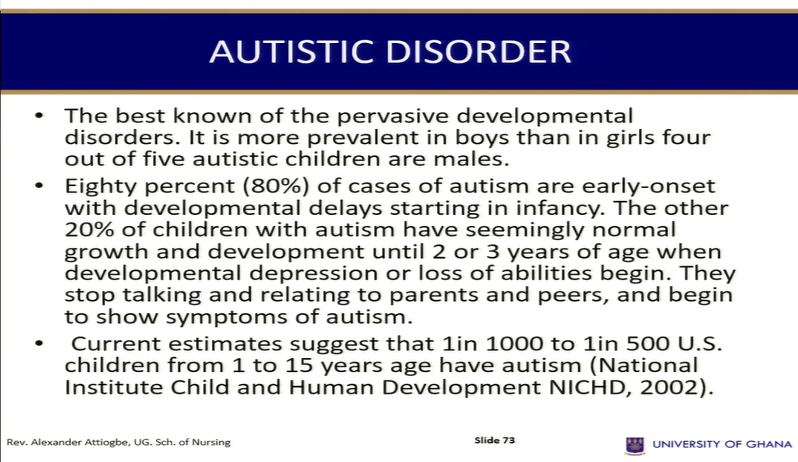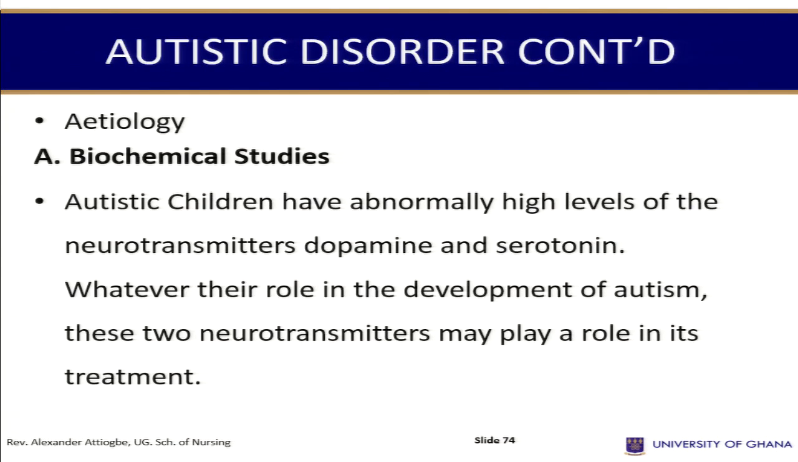Current estimates suggest that 1 in 1,000 to 1 in 500 U.S. children from 1 to 15 years of age have autism. This is from the National Institute of Child Health and Human Development, NICHD 2002. What are the causes of autism?